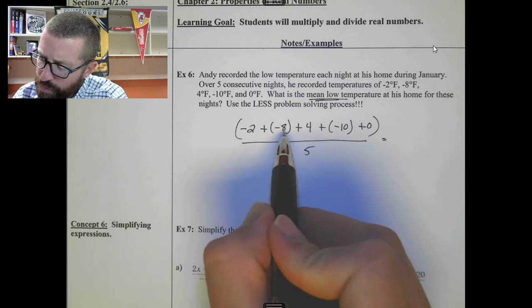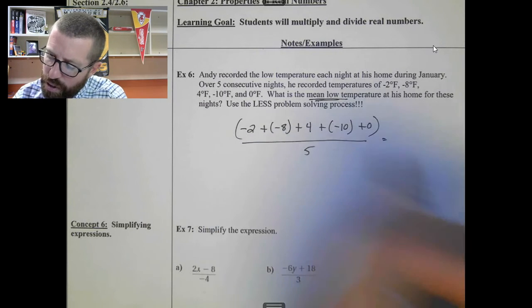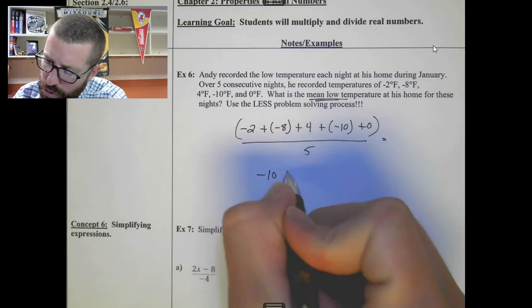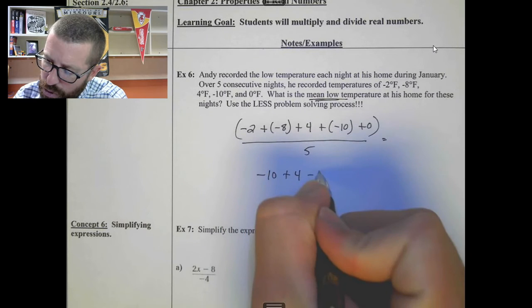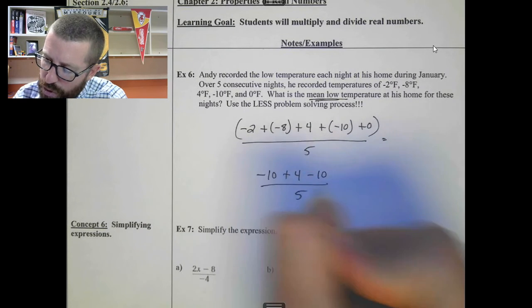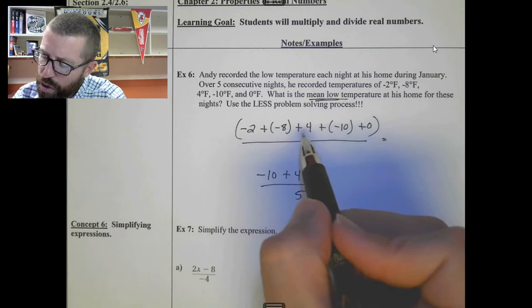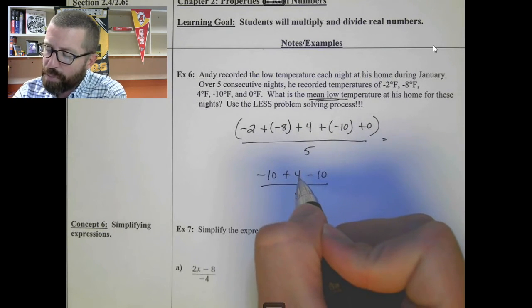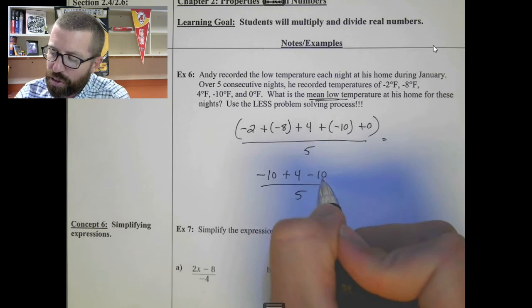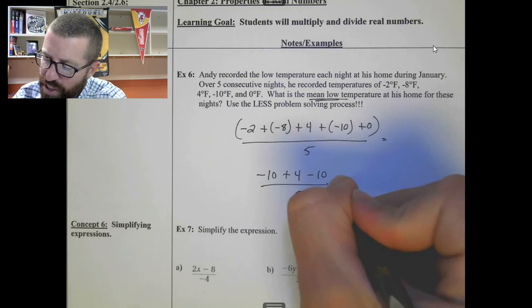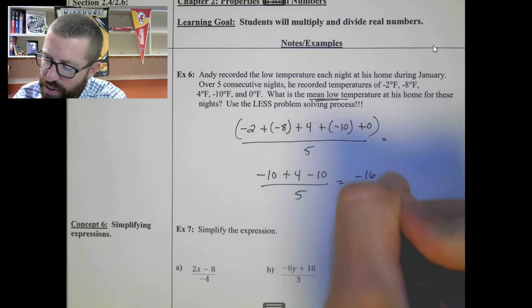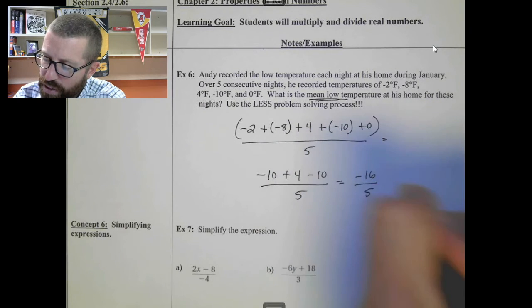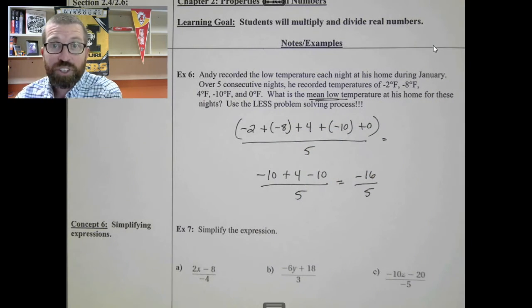-2 minus 8, that would be -10. And let's go ahead and write this out. And we'll leave the 0 off. And then -10 and +4, we'll do these together. That makes -6. And then -10 makes -16. So we have -16 over 5.